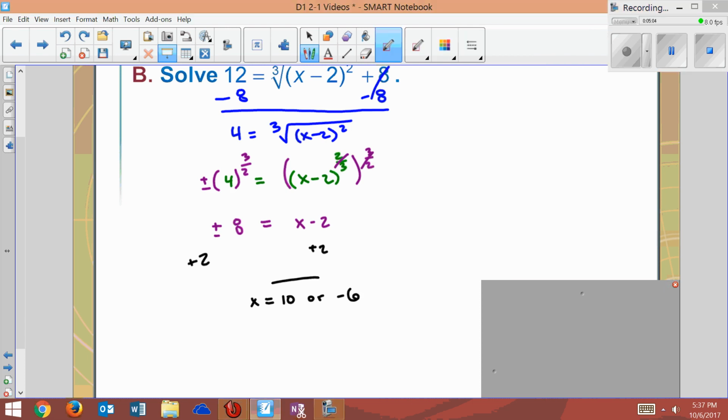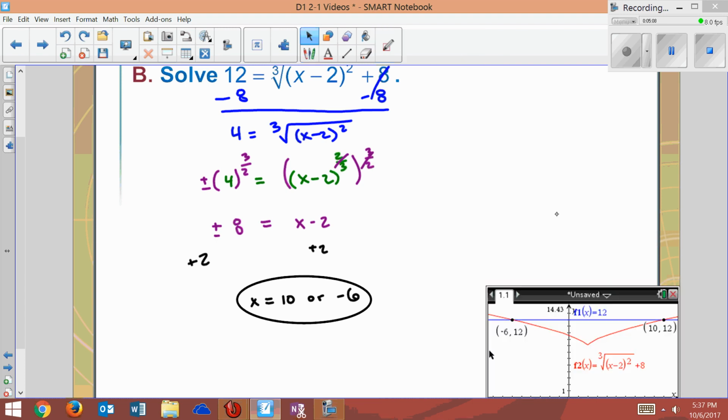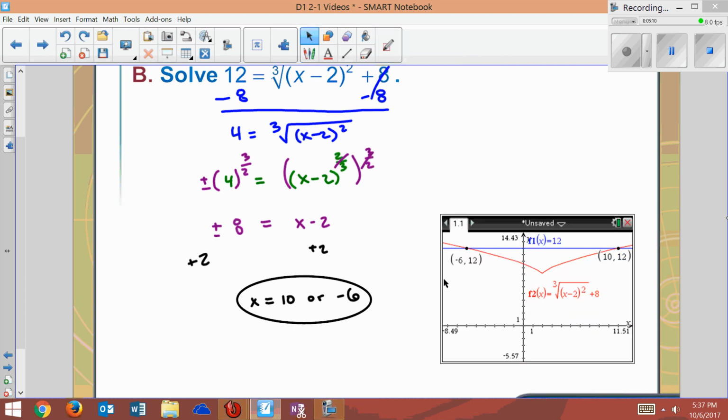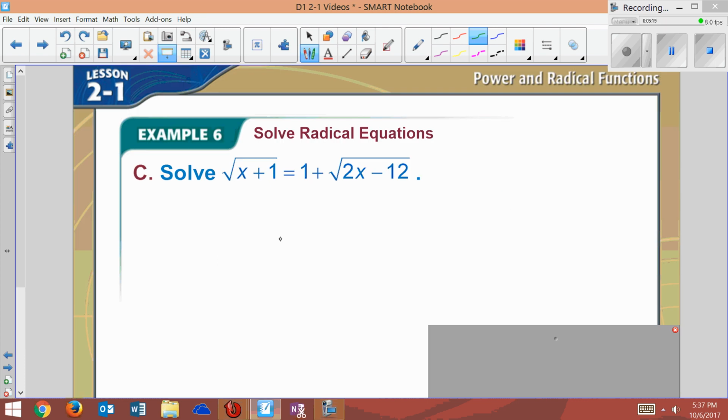These would be our solutions. Now let's check and see if there's two solutions in the calculator. When we pull that out, we get this, and sure enough, we get those values, negative 6 and 10.